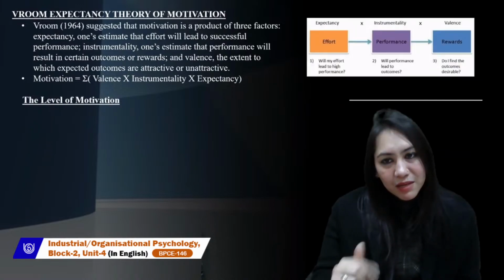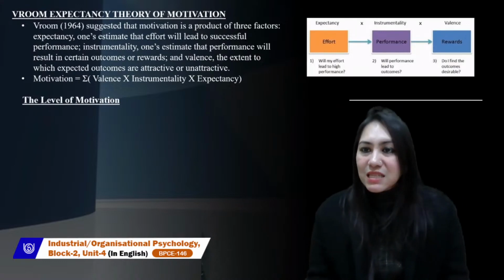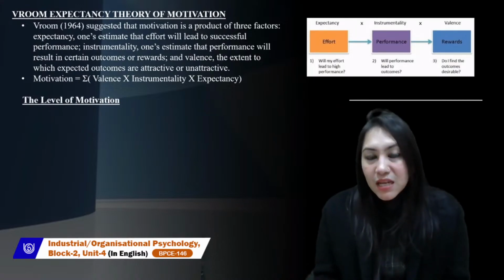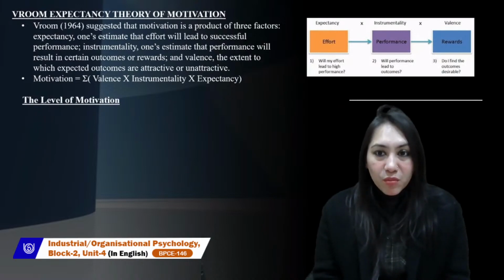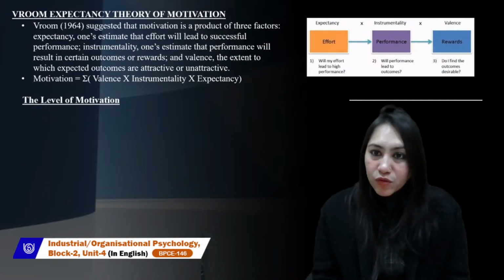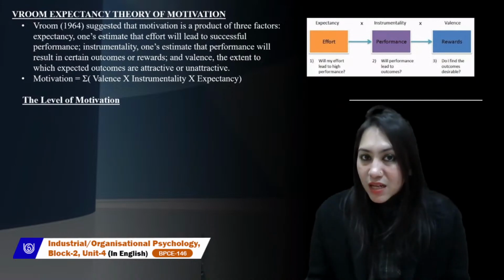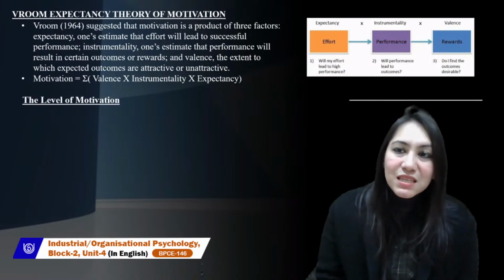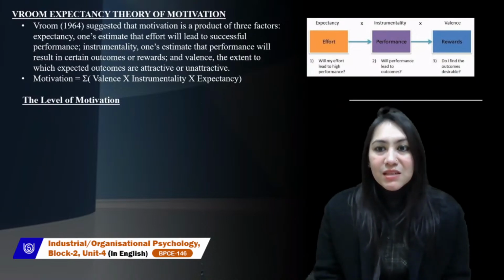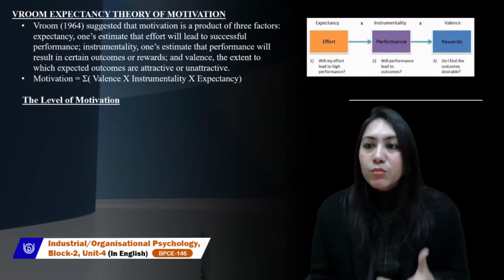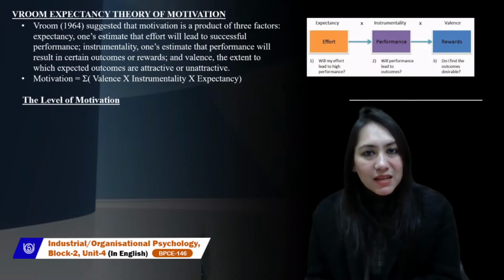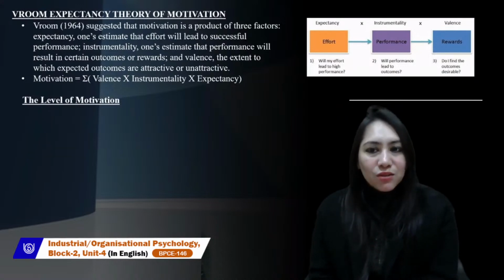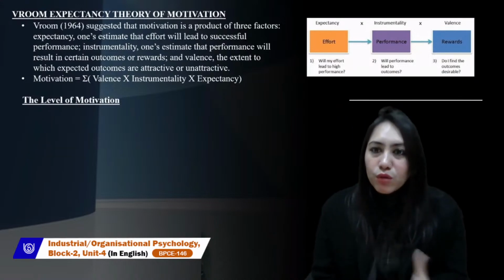Now let's move to the image that we have. So expectancy is effort. Effort tells you the kind of performance you will get. Is there going to be any performance? Will my effort lead to high performance? Will my performance lead to any outcomes? And will the outcomes be desirable? That is expectancy, instrumentality, and valence. So effort leading to performance, performance leading to reward, which is the valence, and whether the reward is lucrative, is your Vroom expectancy theory.